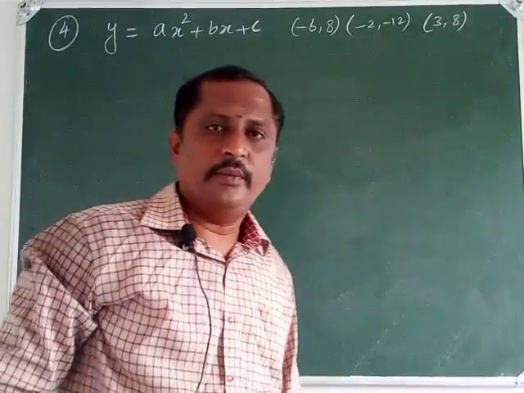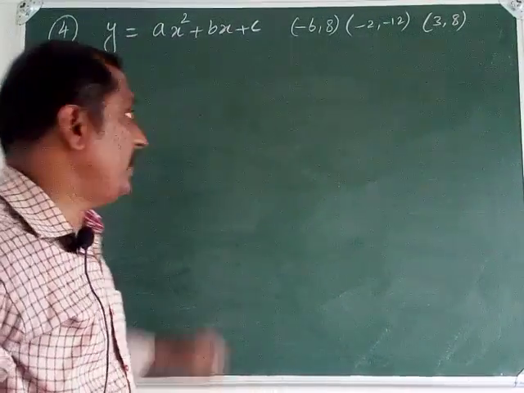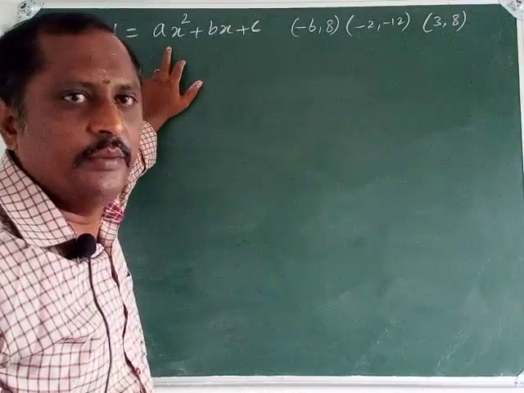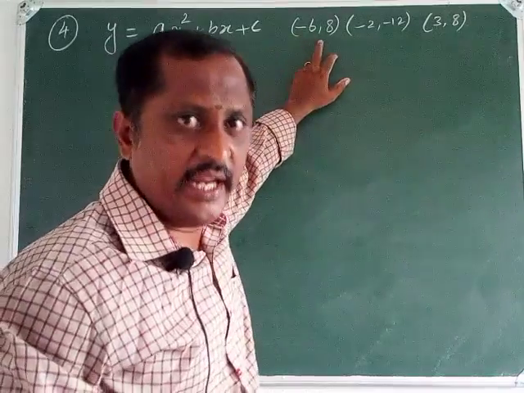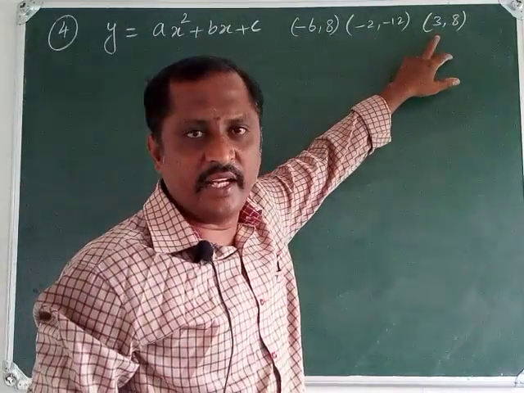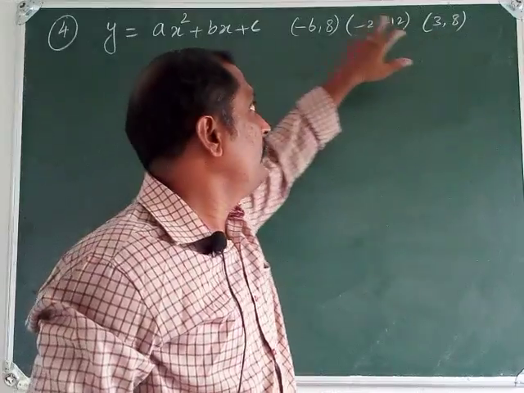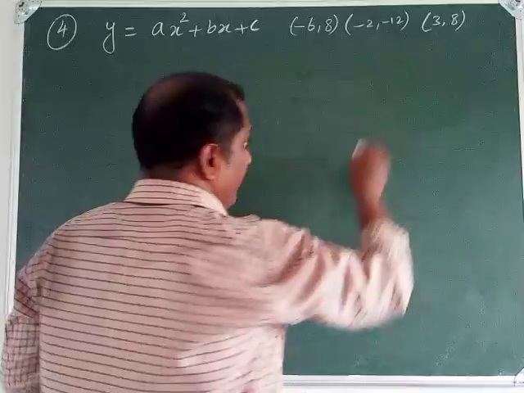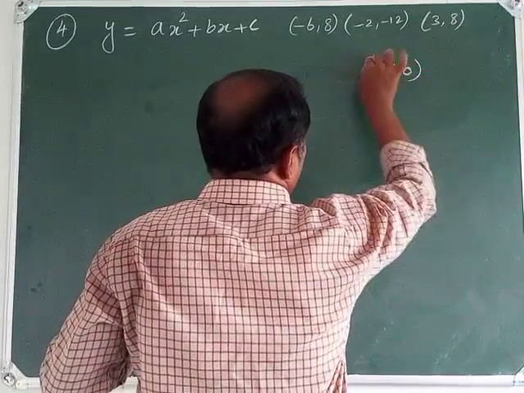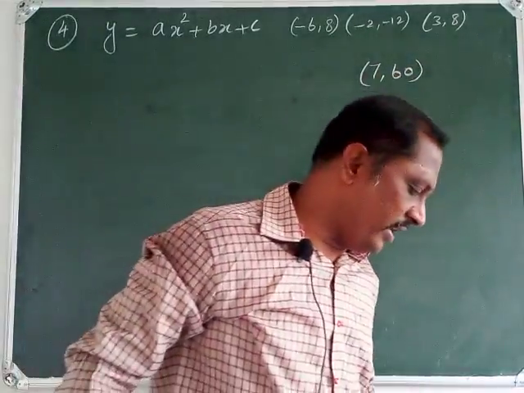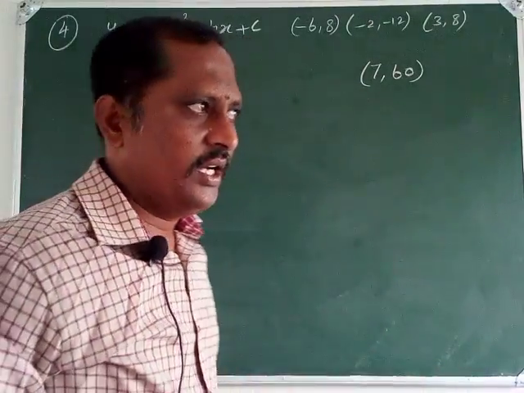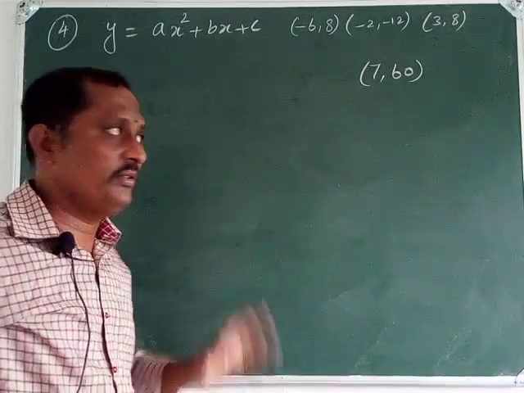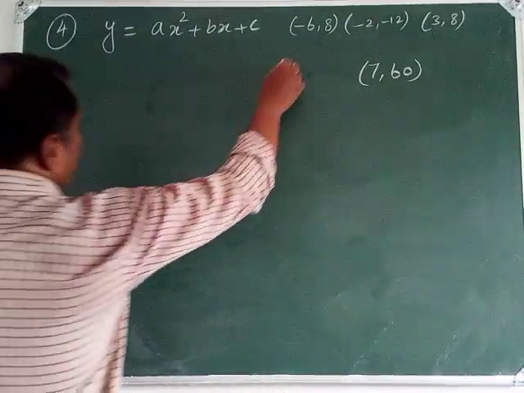Next question. A boy walking along the path. The path equation is given. Y is equal to ax squared plus bx plus c, and passing through the points minus 6, 8, minus 2, 12 and 3, 8. He meets his friend at 7, 60. Will he meet his friend or not? The question is, will he meet his friend? So say yes or no.